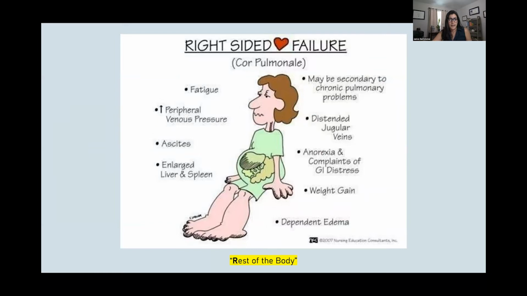So right-sided heart failure, rest of the body. You have fatigue, you'll have edema, you'll have ascites, like just that fluid in the belly. You'll have distended jugular veins. You'll gain weight, so a lot of fluid being built up around the body.